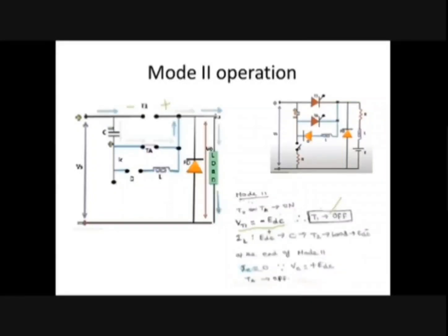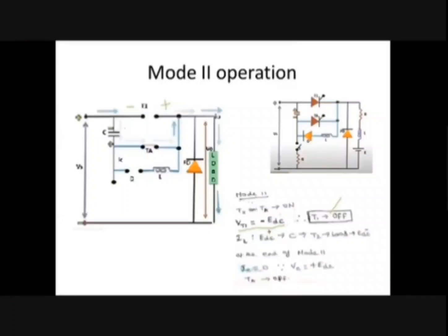That's the main requirement you have to understand here. Once SCR T1 is turned off, the current will get diverted. The load current will get diverted through the SCR TA. It will take a path from Vs plus along C, TA through the load, which will end at Vs minus. So the load current will take the path EDC plus, C, T2, that is TA, load, EDC minus.